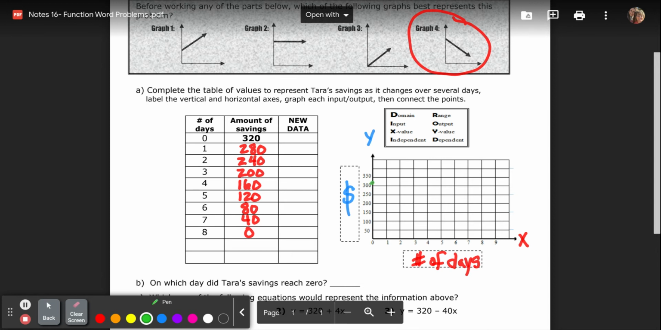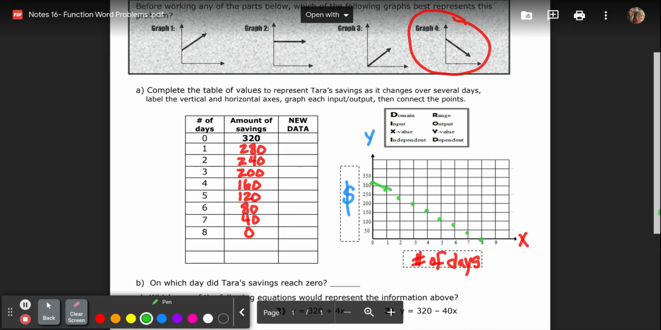1 day, it's at 280. So that'll be about right in here. Day 2, it's 240. So it's just right under 250. And then 3 is 200. Yay, finally one right on the cross. And then 4 is 160. 5 is 120. 6 is 80. 7 is 40. And then 8 is right there at 0.